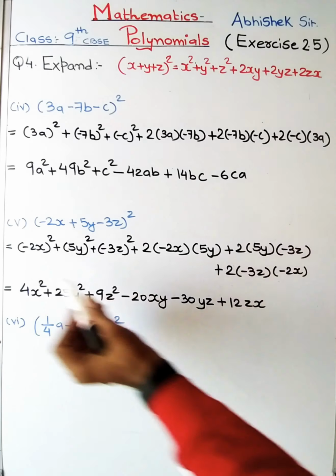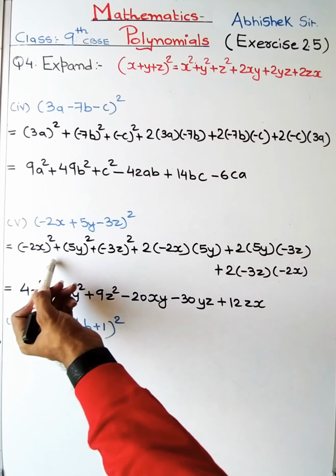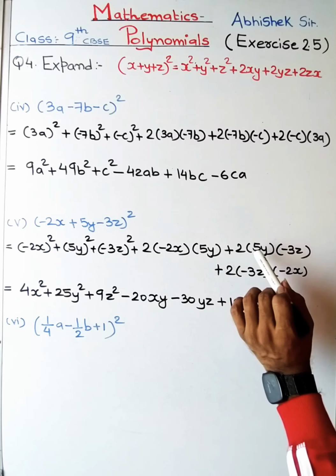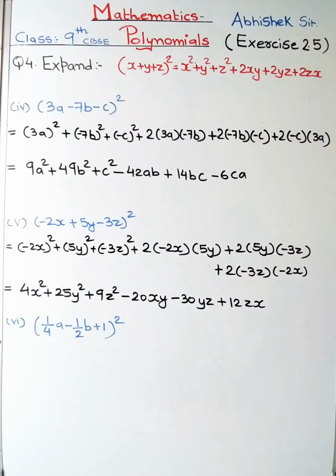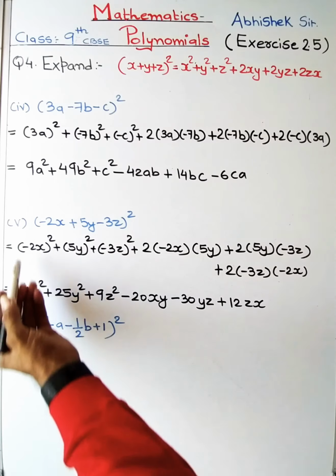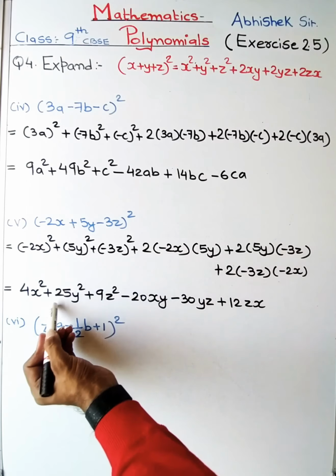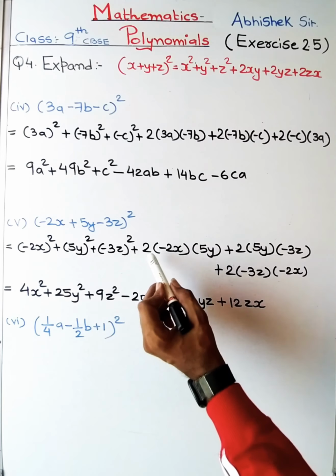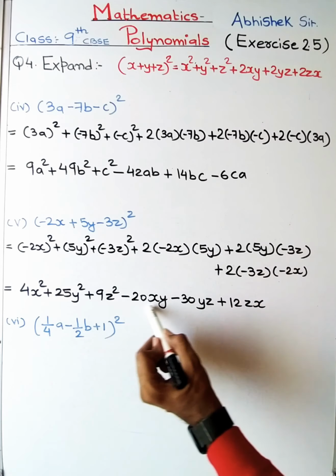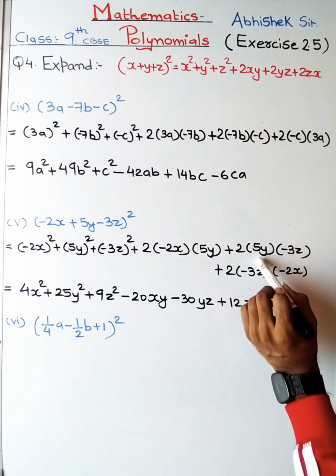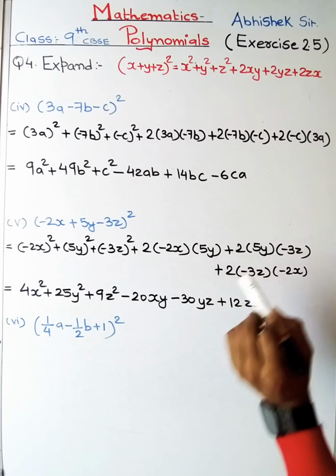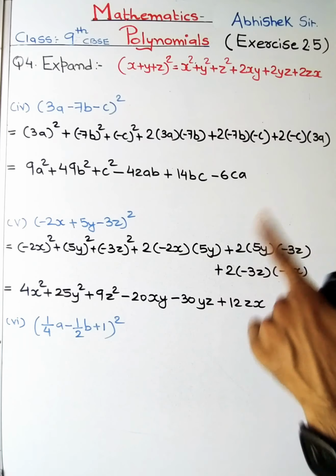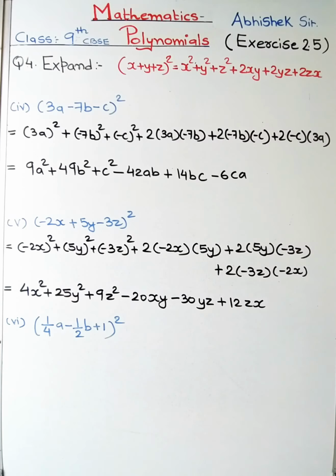Clear? Fifth question. Minus 2x whole square, 5y whole square, minus 3z whole square plus 2 into first two terms, then second third term, then 2 into third and first term. Solution of minus 2x square, 4x square, 5y square becomes 25y square, minus 3z square becomes 9z square. 2 into 5 minus 20xy, 2 into 5, 10, 3s are minus 30yz, and minus minus plus 2 3s are 6, 2s are 12zx. So these two sums are very easy. That is why we have solved initially.